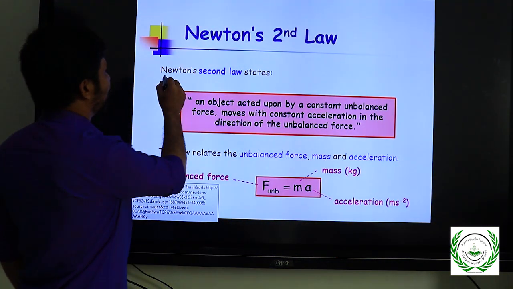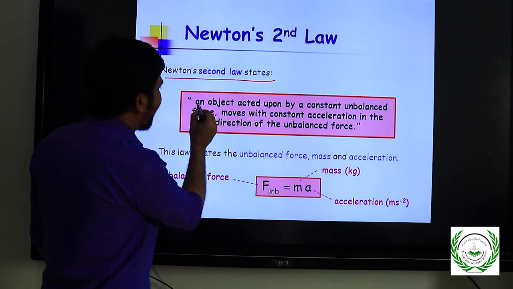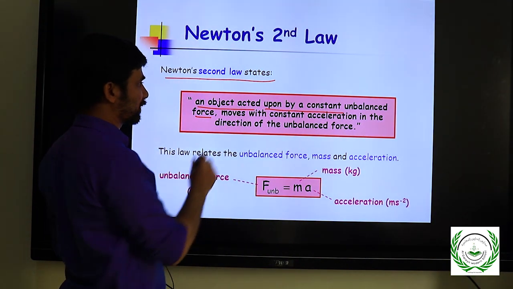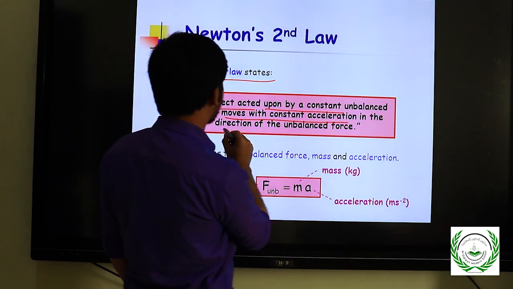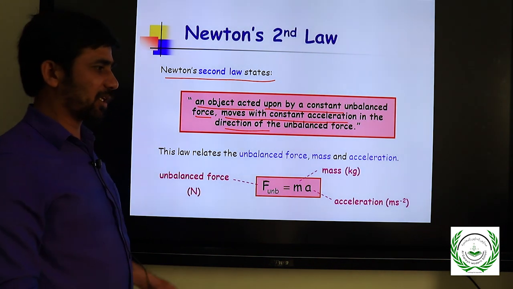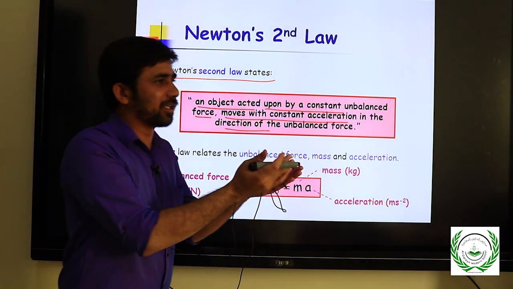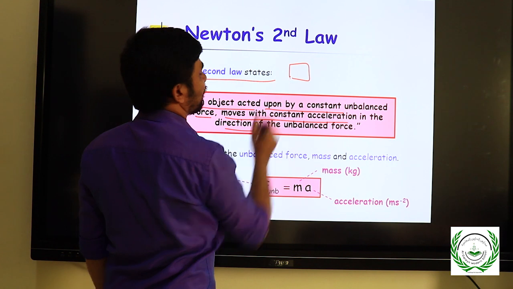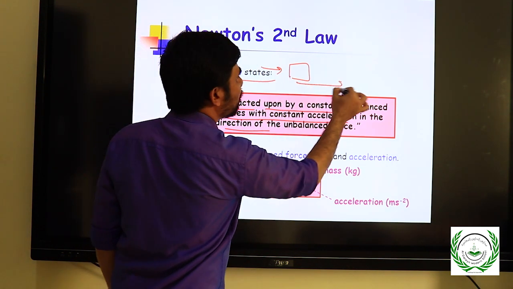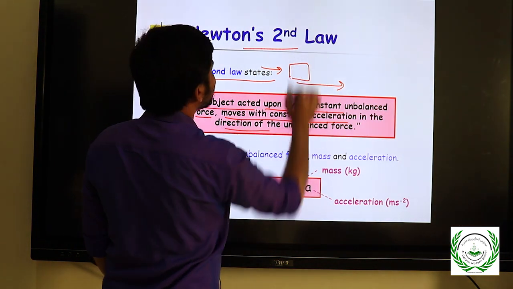Newton's second law. Newton's second law states that an object acted upon by a constant unbalanced force moves with a constant acceleration in the direction of the unbalanced force. Suppose an object is kept here and you apply a force. What happens? The object will move. That tells about Newton's second law.